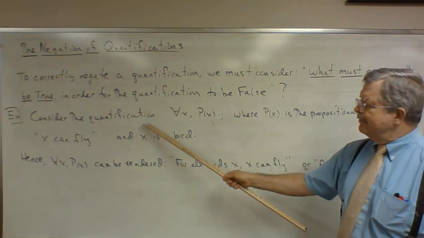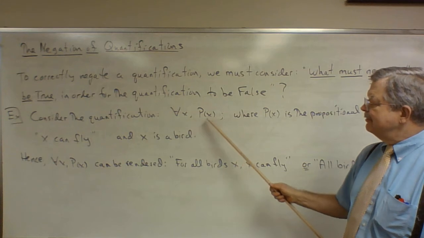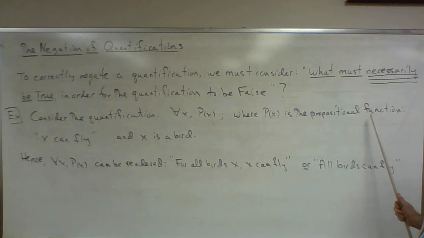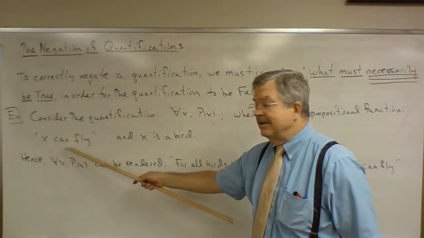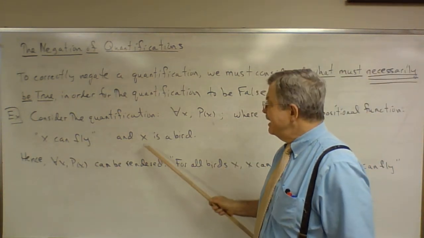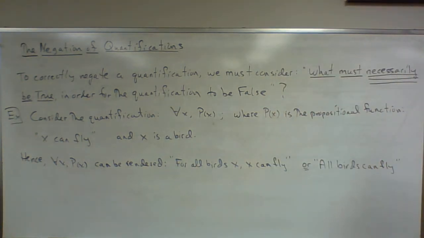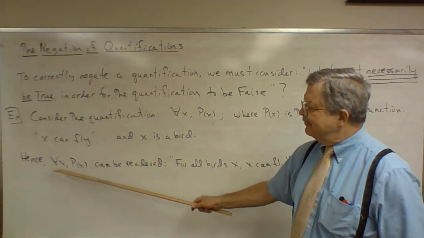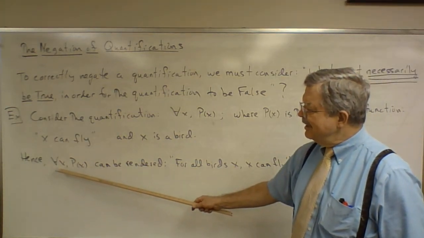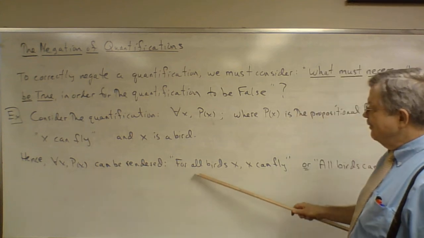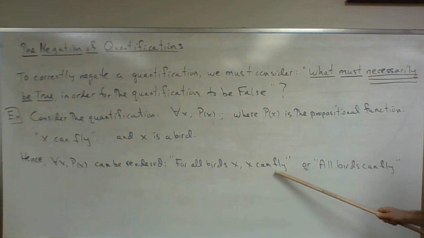And consider this quantification. For all x, P of x is true, where P of x is the propositional function x can fly, and x is a bird. We can therefore render the quantification for all x, P of x is true as for all birds x, x can fly. Or even more simply, all birds can fly.